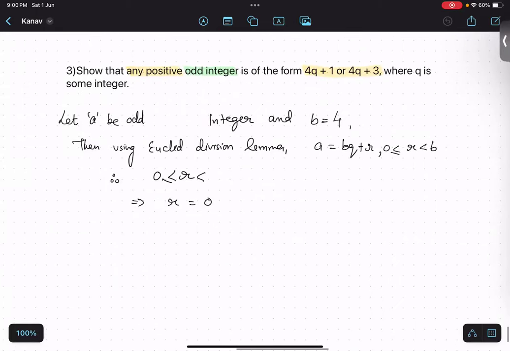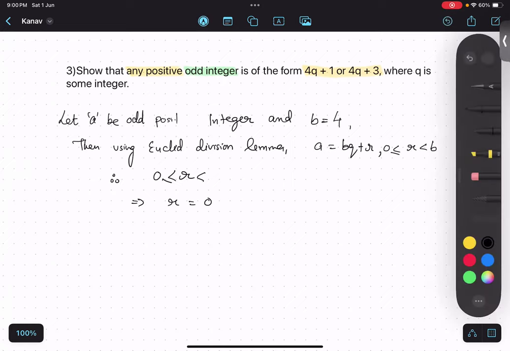Is that clear? We have to write, let a be any odd positive integer, and b equals 4. Then using Euclid's division lemma, the r value will be between 0 and 4. Therefore r is 0, 1, 2, and 3.